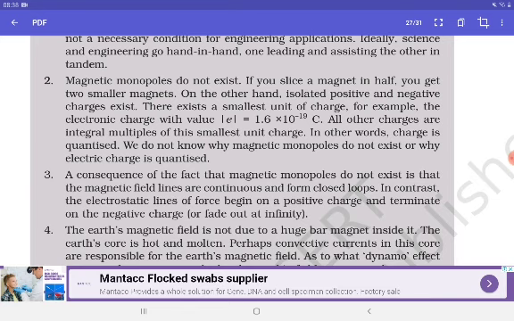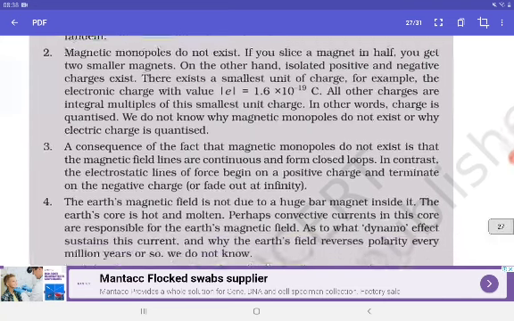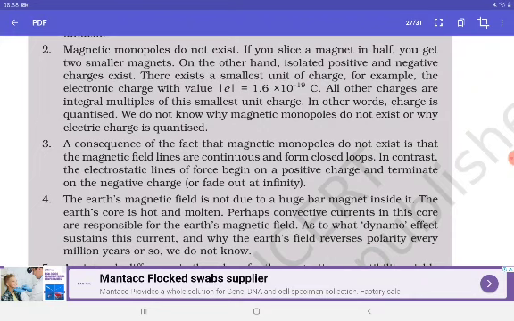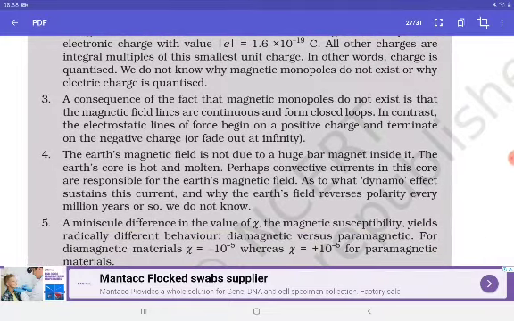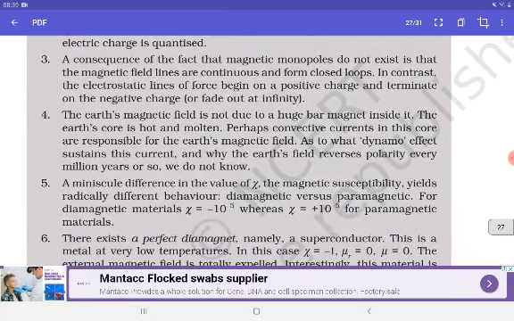We do not know why magnetic monopoles do not exist or why electric charge is quantized. A consequence of the fact that magnetic monopoles do not exist is that the magnetic lines are continuous and form closed loops. In contrast, the electrostatic lines of force begin on a positive charge and terminate on a negative charge or fade out to infinity.